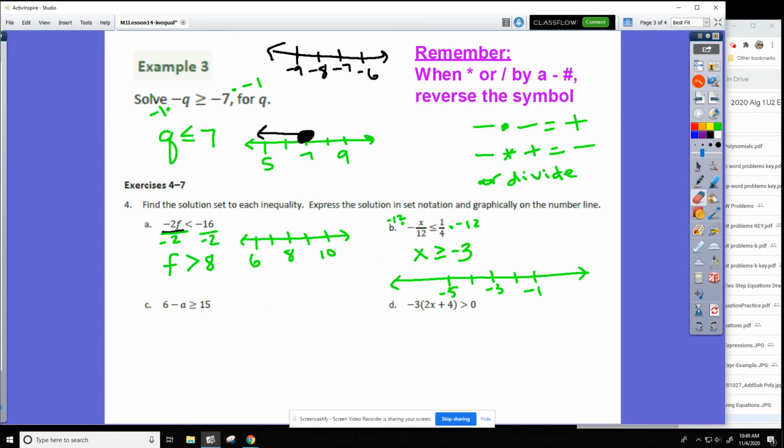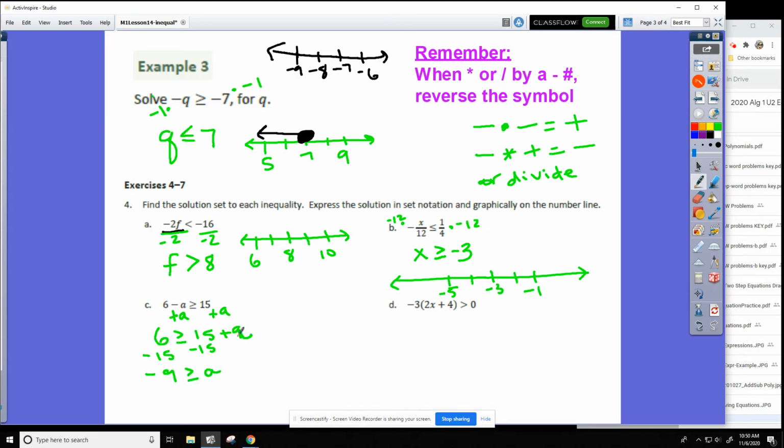So if you do it the 2 steps, it would be -a greater than 9. But if we want the variable to be positive, then we don't have to worry about flipping symbols. I say flipping, but it's reversing the symbol. So I could add a, but it's more steps. So I get 6 greater than or equal to 15 plus a. Now I subtract 15. So I get -9 greater than or equal to a.